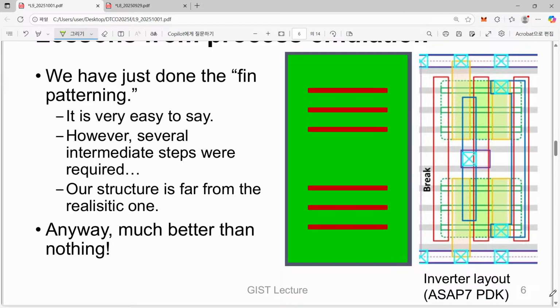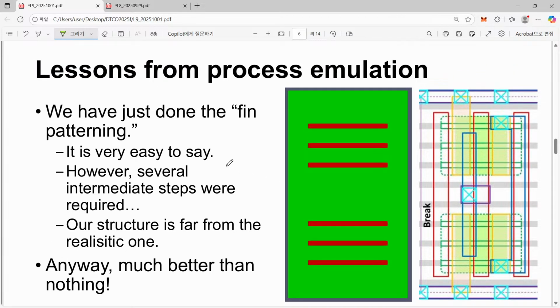But it looks quite well matched to this one, because the ASAP7 PDK reveals all the detailed information. So for me, it was not that difficult to follow the exact numbers. Okay, let me make some midterm summary on our process emulation.